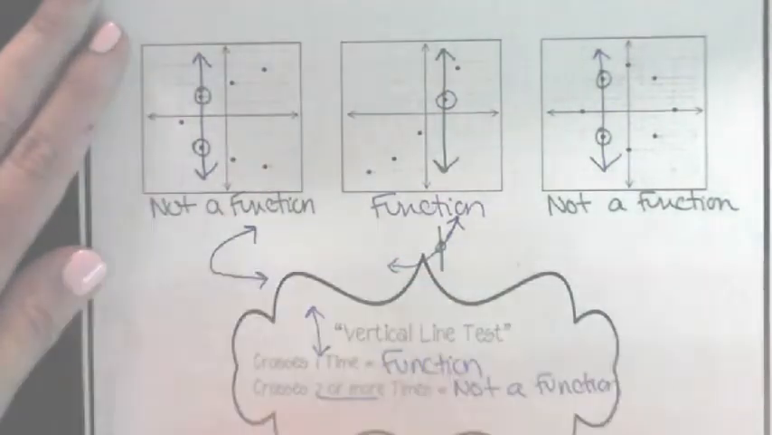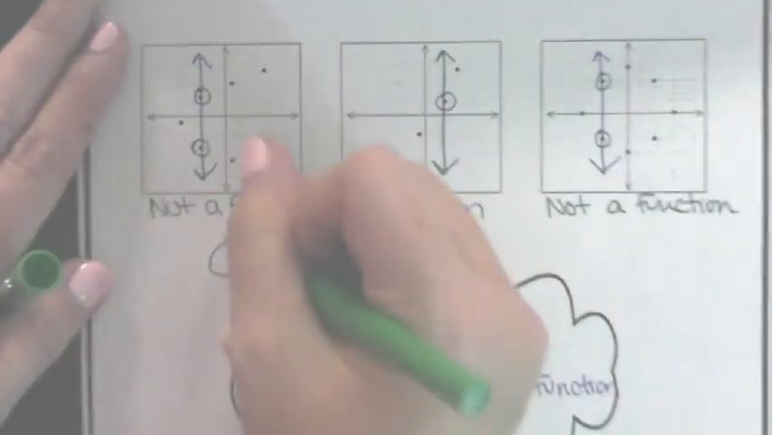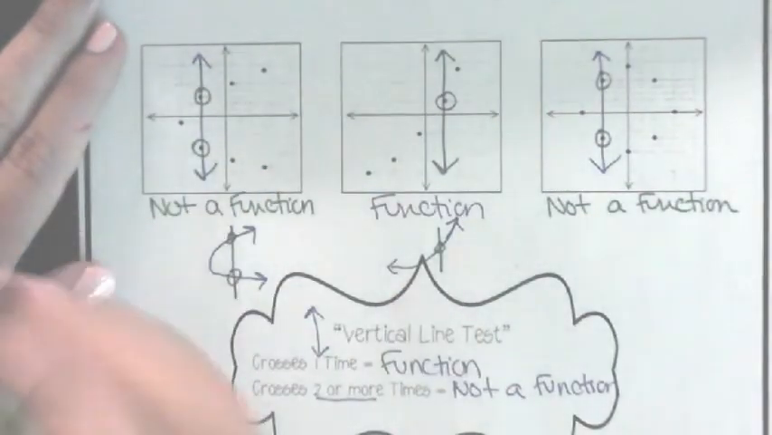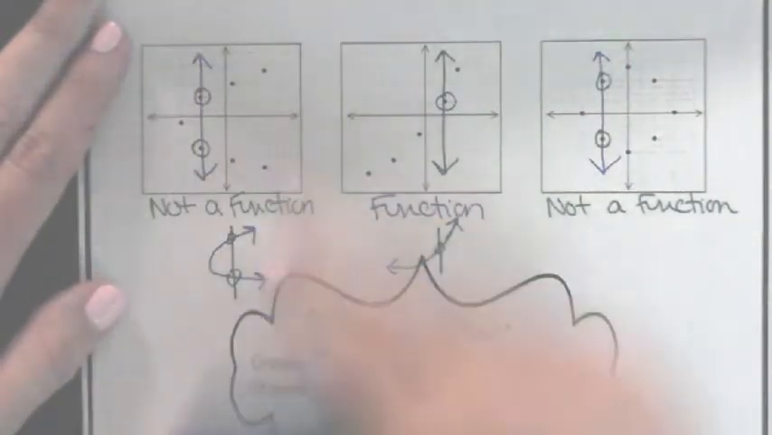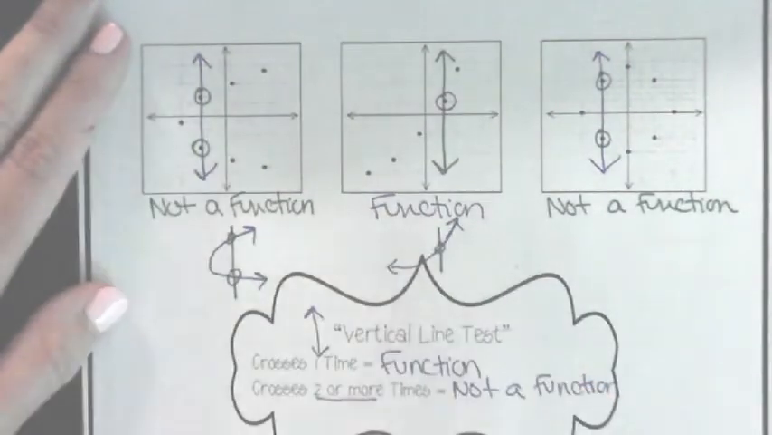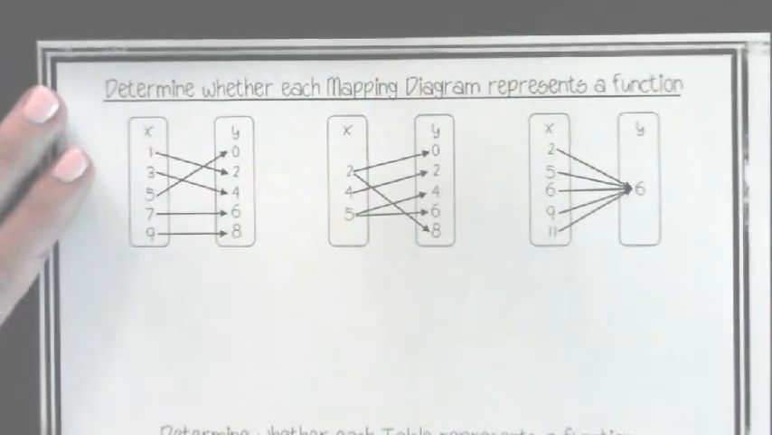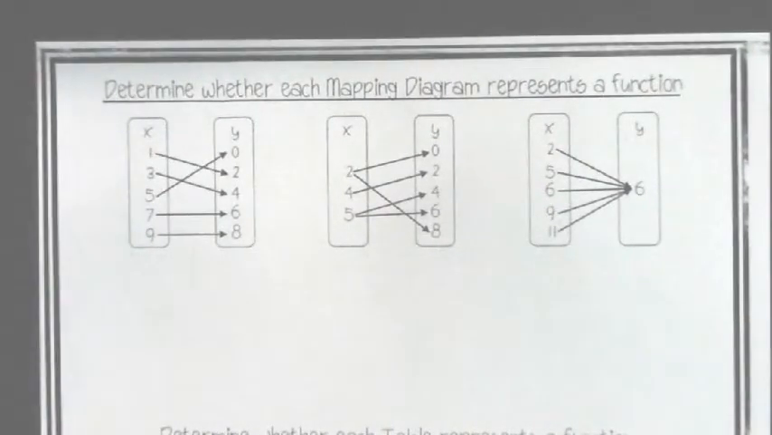And again, if we draw our vertical line, it's crossing 2 times, so it's still not a function. So don't freak out if you see something with points or with a continuous line. You're still going to do it the same way. All right? On the back, at the top, these are mapping diagrams. This is just another way of representing ordered pairs.